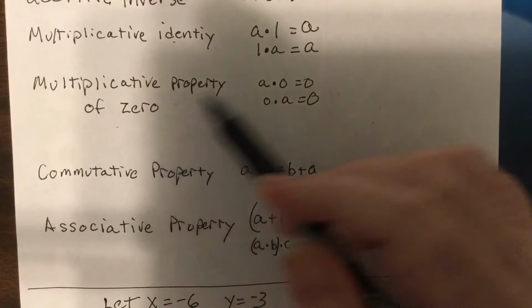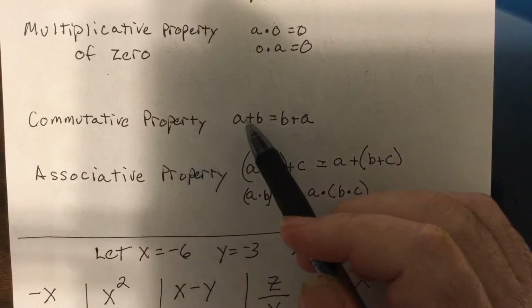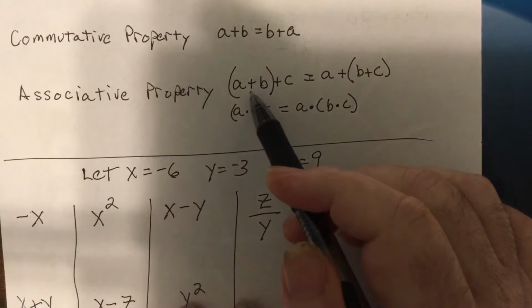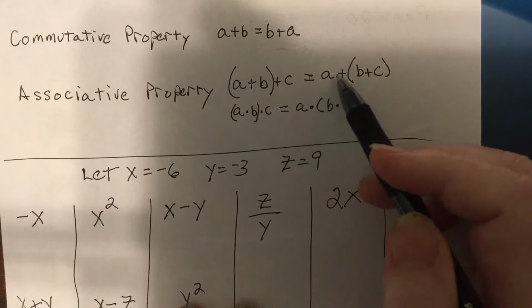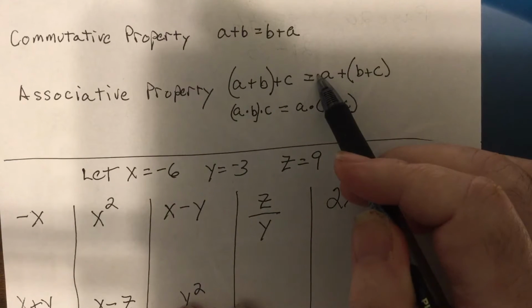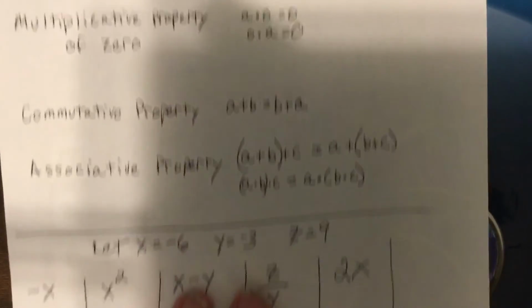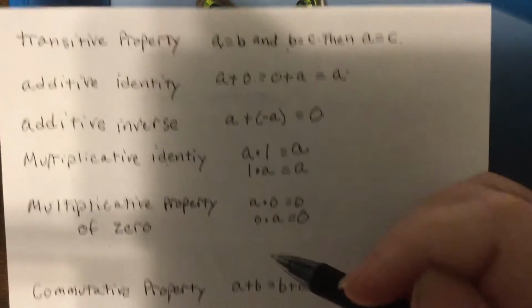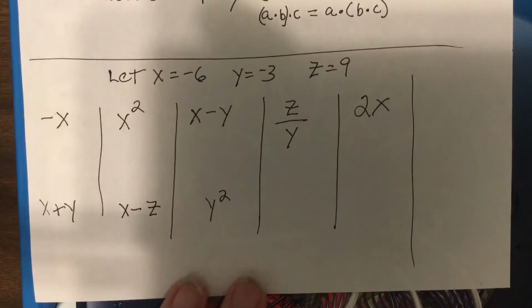Multiplicative property of 0 just says when you multiply by 0, you get 0. Commutative property just says you can switch the order of the addition or multiplication. And associative says you can switch the grouping. So you could add the first two, then the third, or add the second two, then the first one. So read the section on this. Then if you write these down with what they mean, I'll let you use it during the quiz. Not this coming week, but the following week.